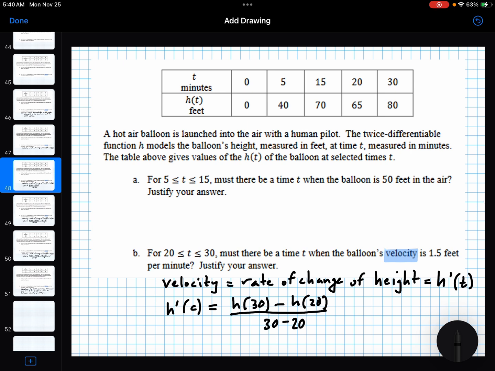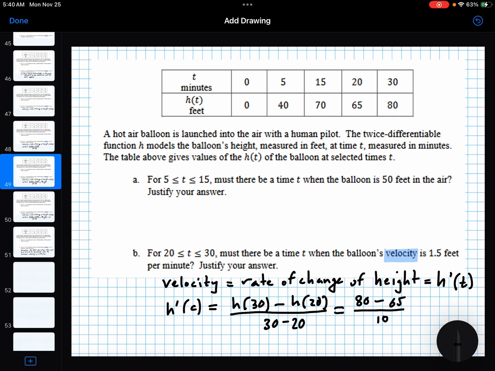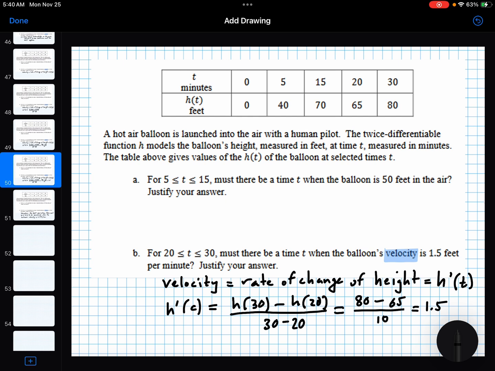Okay, so now I'm going to show my work involved in the conclusion. That's that the derivative, or the instantaneous rate of change, at some point, in this case on the interval from 20 to 30, equals the slope of the secant line. So the real work that we do here is just finding the slope of the secant line. So I set up the formula there. I go to the table and I substitute in my values for h of 30 and h of 20. And when I work that out, I get 1.5, which is exactly the value they wanted us to prove. They wanted us to prove the derivative, or rate of change, had to be 1.5 on this interval. And since the mean value theorem applies, it worked out.